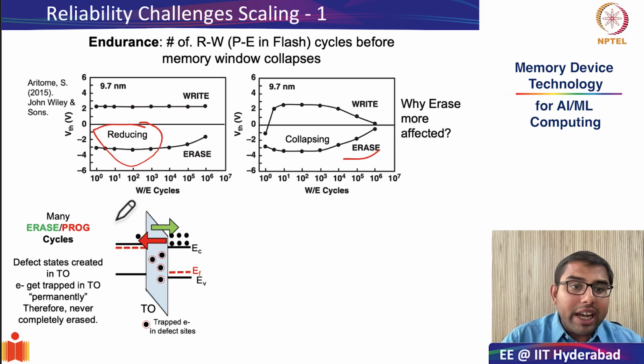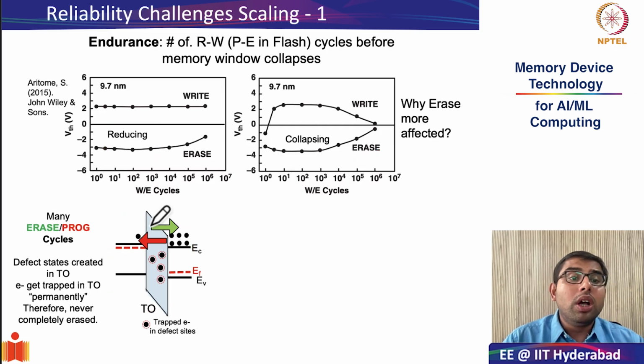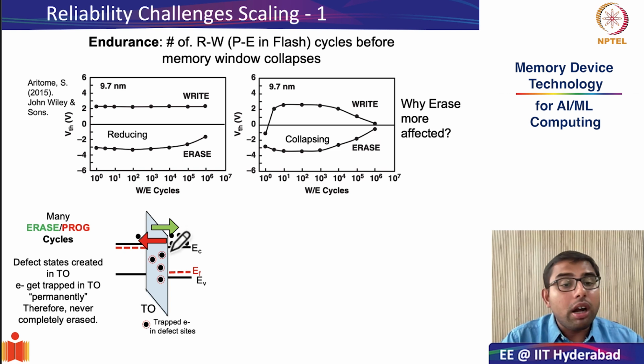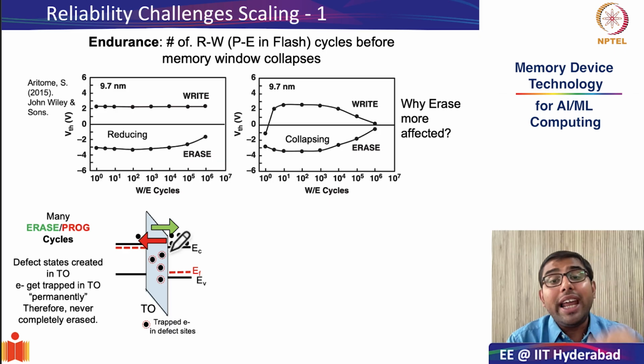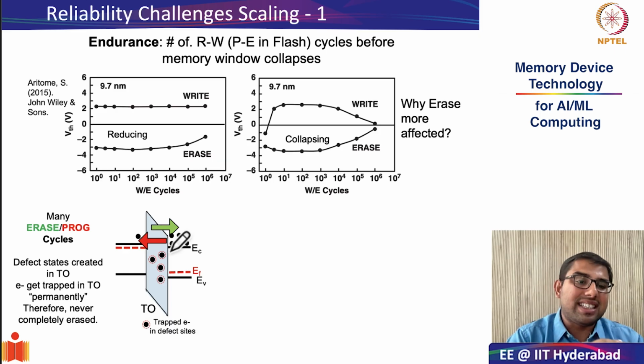So this is what I have indicated through this very simple band diagram. As you do several program erase cycles, there is a lot of stress created in the tunnel oxide. Because of the stresses created in the tunnel oxide, defects occur in the SiO2, generally of the nature of oxygen vacancies. So these electrons get trapped in these defect sites, which are generally within the band gap of SiO2.